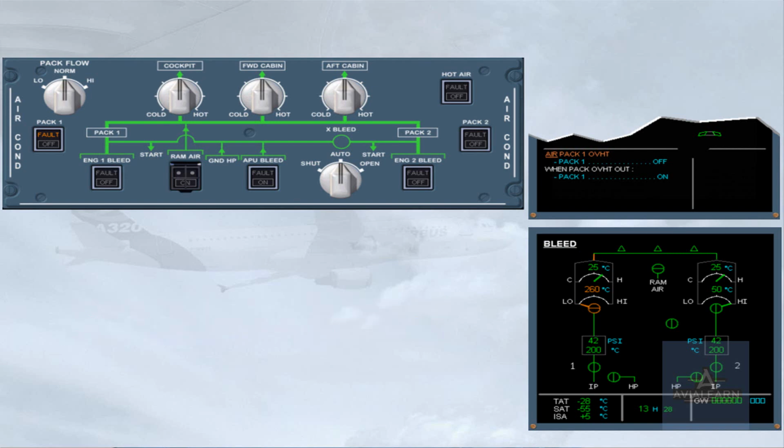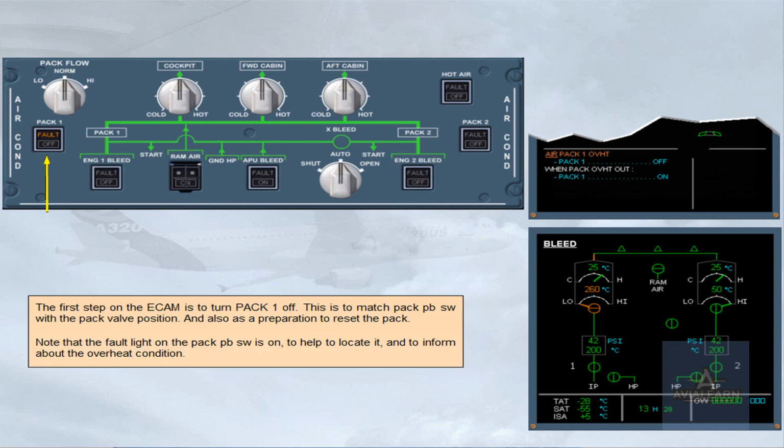The first step on the ECAM is to turn pack 1 off. This is to match the pack push button switch with the pack valve position, and also as a preparation to reset the pack. Note that the fault light on the pack push button switch is on, to help to locate it, and to inform about the overheat condition.